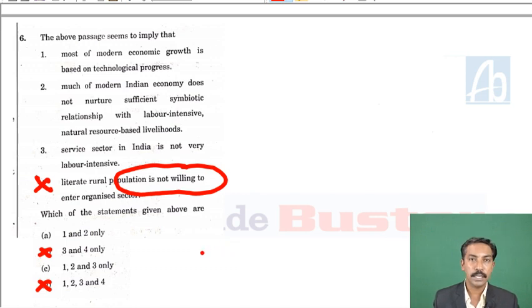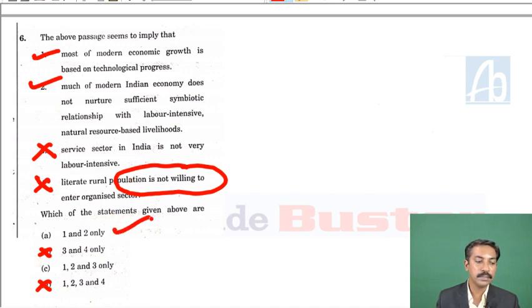That takes us to the other 2 choices, option A and option C. Statement 1 and statement 2 seem to be valid, so it's enough that we validate statement 3 because we have just 2 options. Statement 3 says service sector in India is not very labor-intensive. The passage doesn't have any specific reference to this idea, therefore I consider statement 3 invalid and the answer is option A.